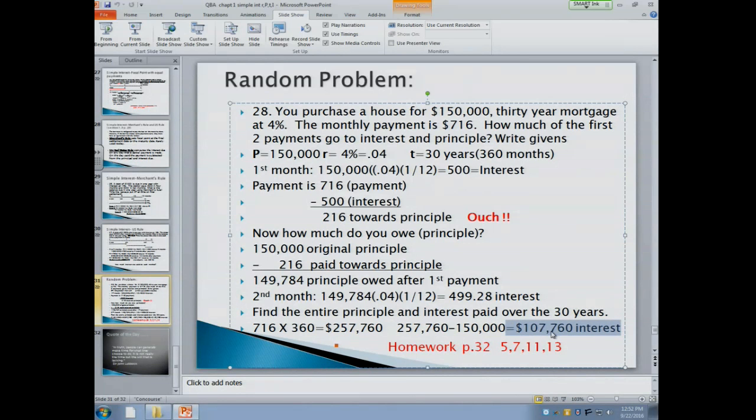This is a typical example. You were paying $107,760 because people don't have $150,000 to pay on a house. But hopefully over those 30 years, your house has increased in value from $150,000 to maybe $200,000. So you're in good shape.